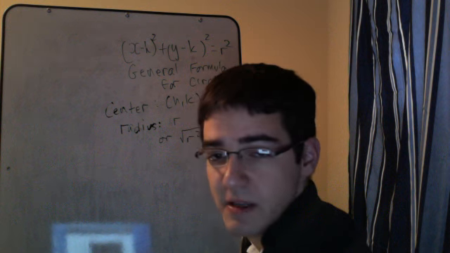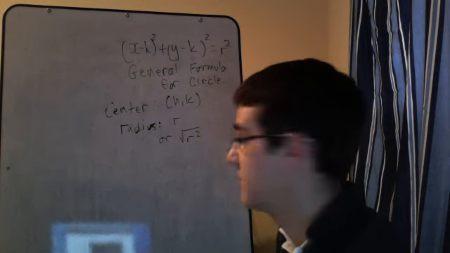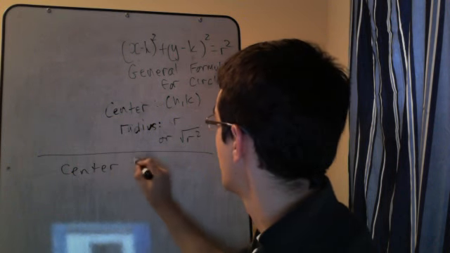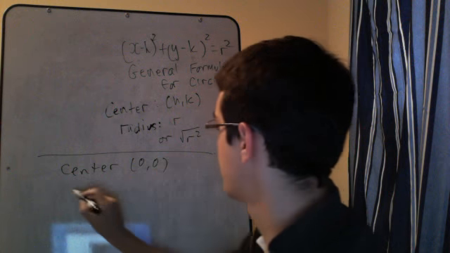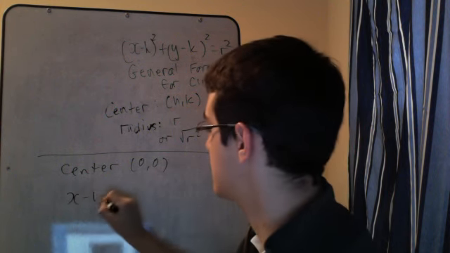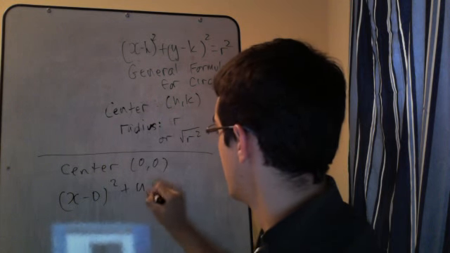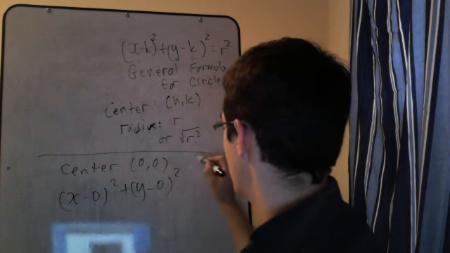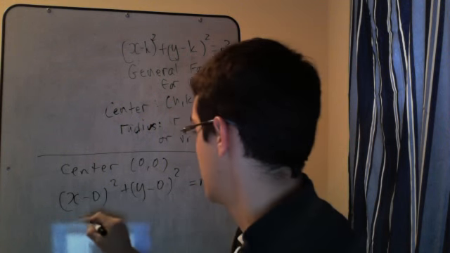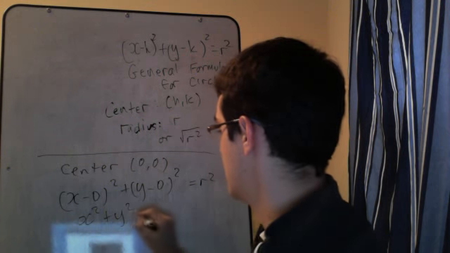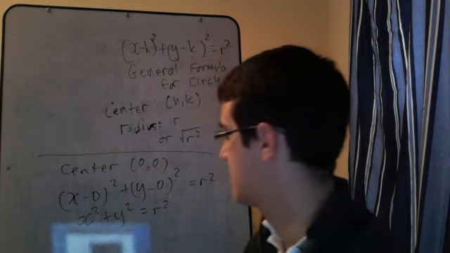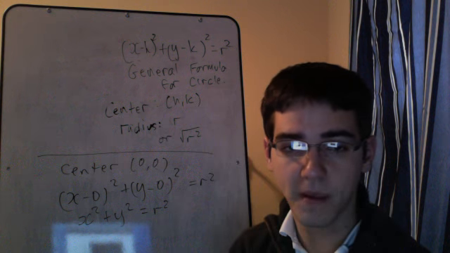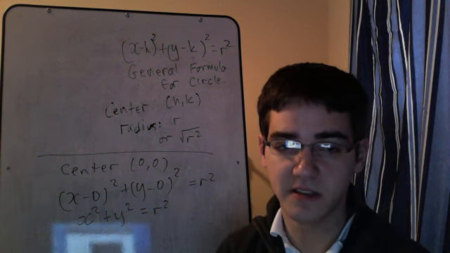The most basic one is dead center, where the center is (0, 0). So you have (x minus 0) squared plus (y minus 0) squared equals r squared, or x squared plus y squared equals r squared. The center's at (0, 0), and the radius is r.